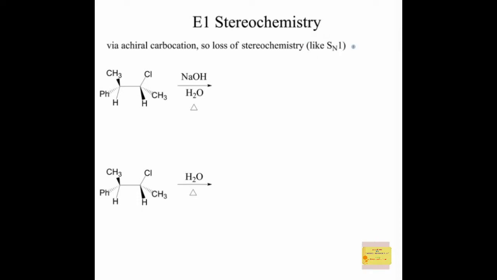This is the same story we had for the SN1. Remember we described it as racemization because we were dealing with chiral carbons in that case. Here we just describe it as loss of stereochemistry. So let's see an example.